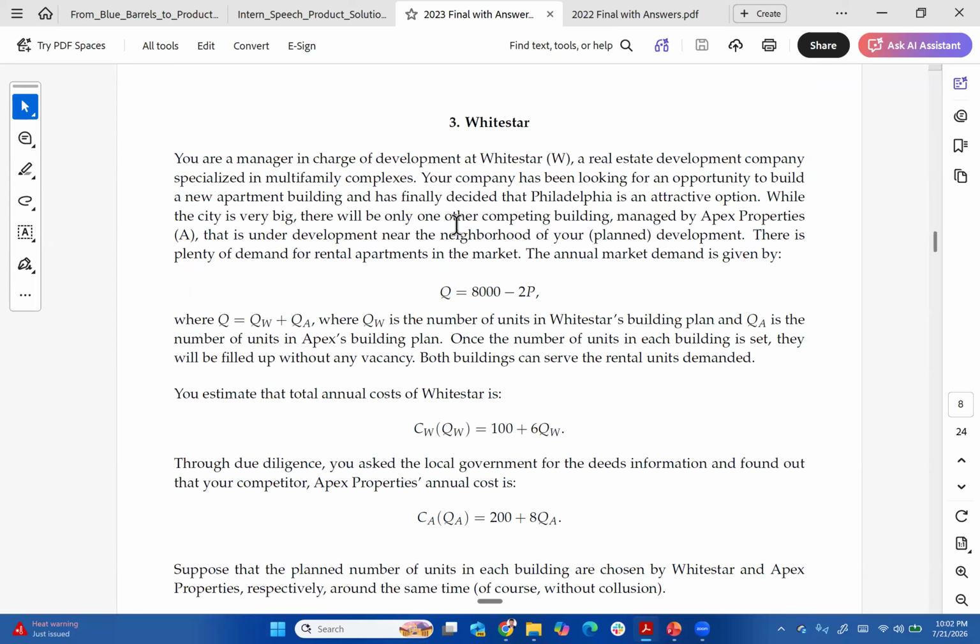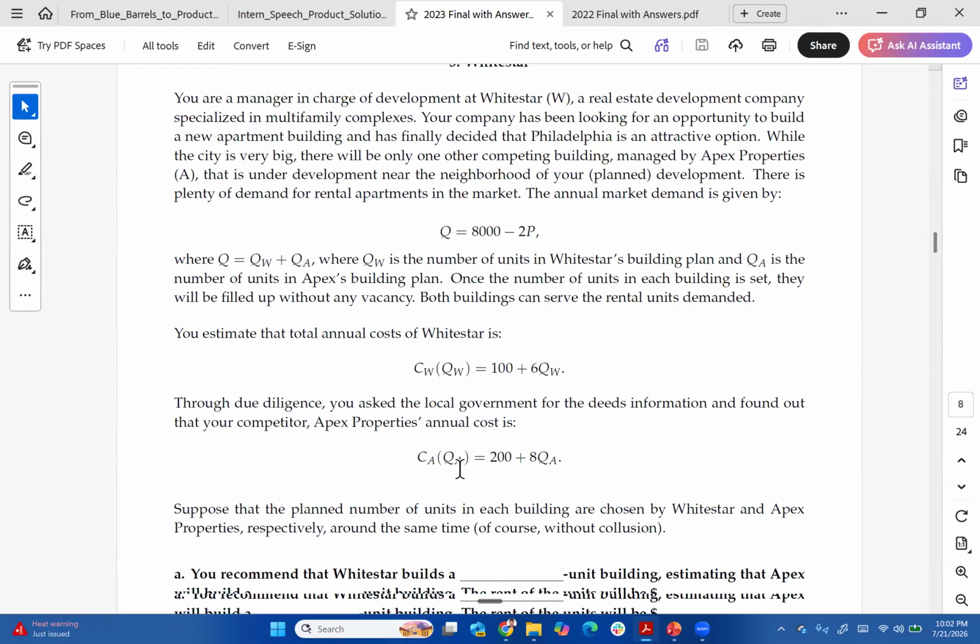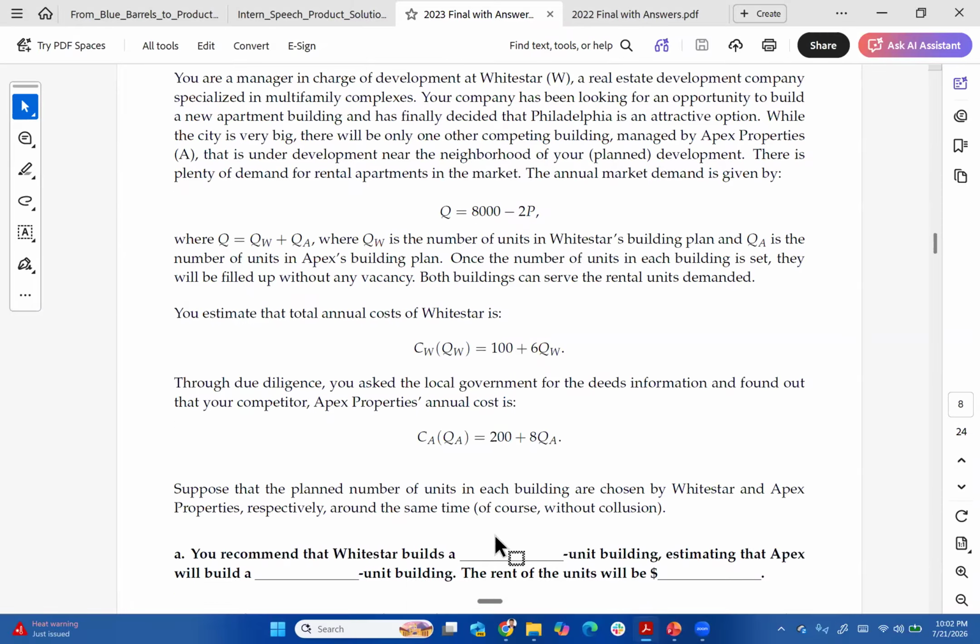While the city is very big, there will be only one other competing building managed by Apex Properties. So you are W, the other company is A, the market demand is given, your cost is given, A's cost is given. Suppose the planned number of units in each building are chosen by White Star and Apex Properties, respectively, around the same time, without collusion. How much will each make?